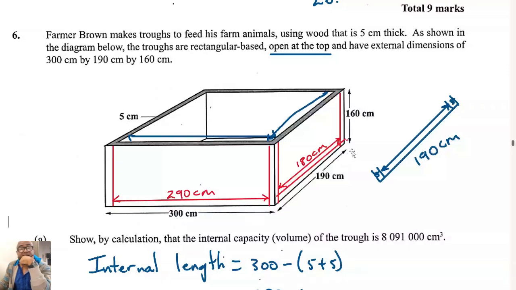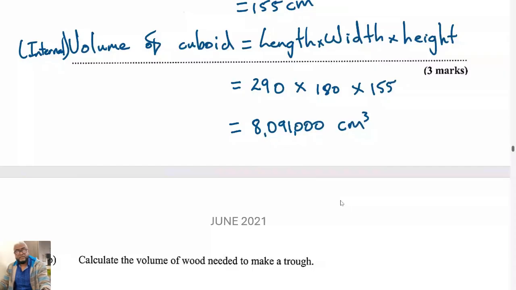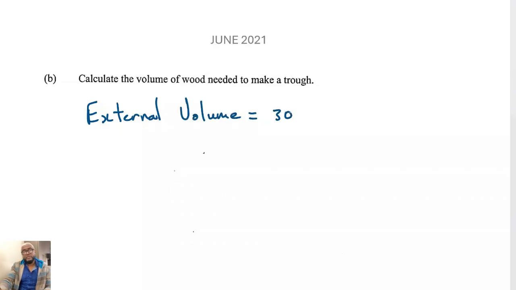What is the external width? 190. And then the external height is 160. Okay? So we go in. First things first, we need to find the external volume. External volume would be equal to 300 multiplied by 190 multiplied by 160. What's the external volume? 9,120,000?